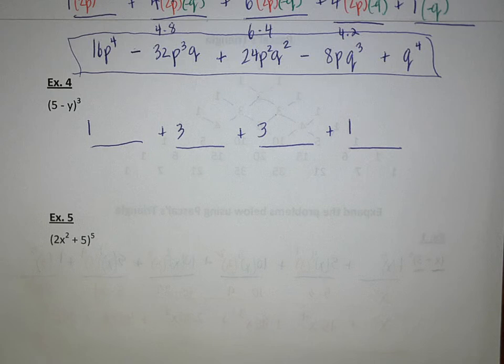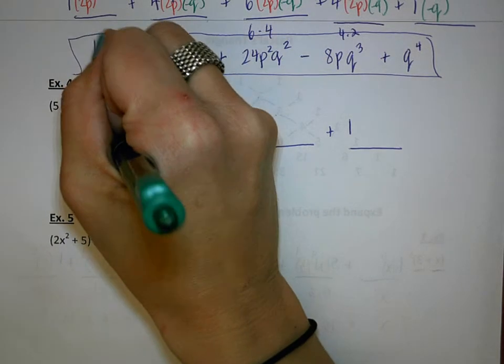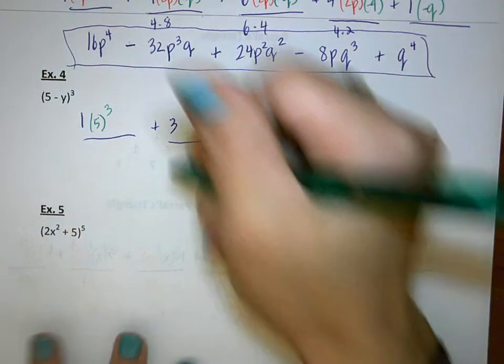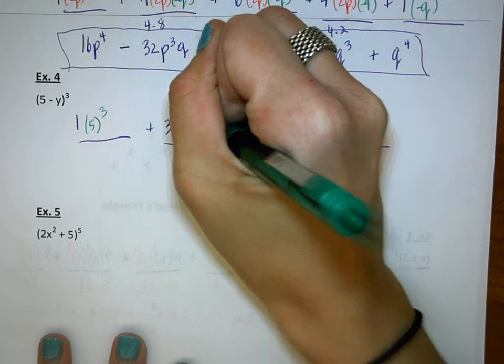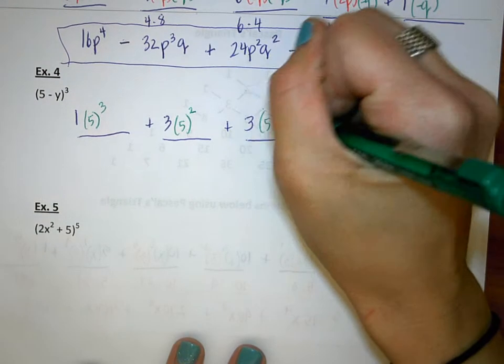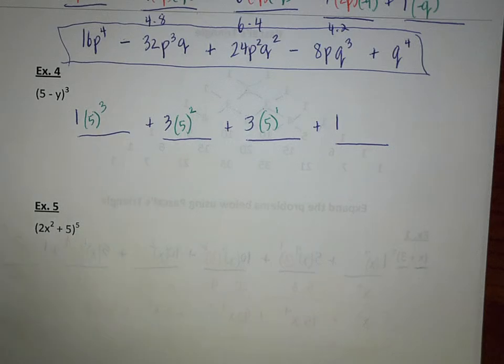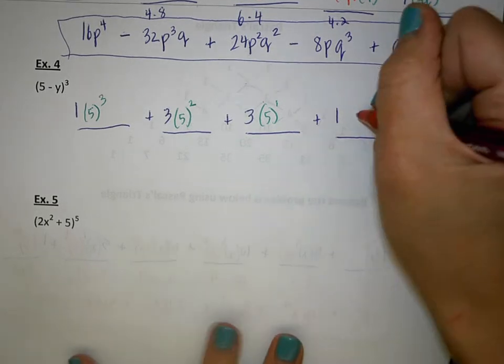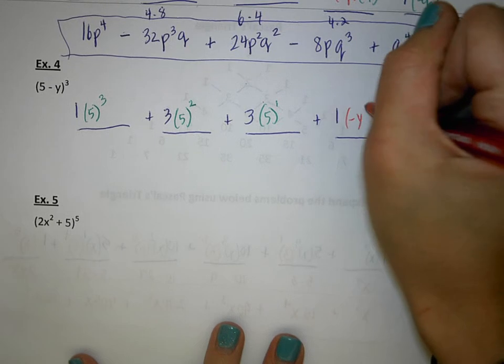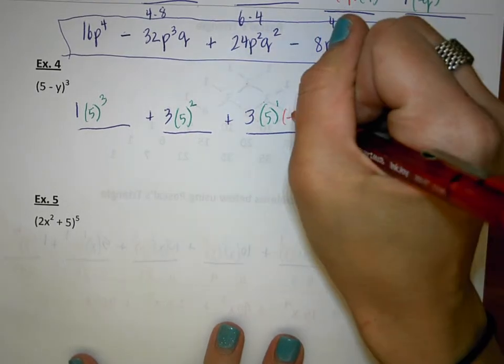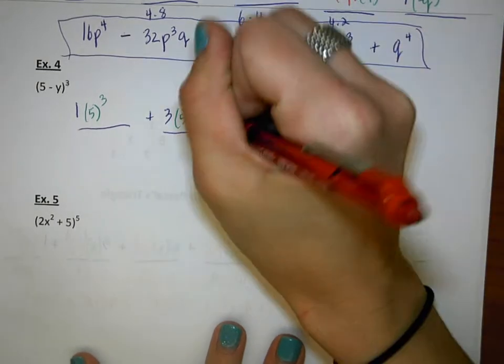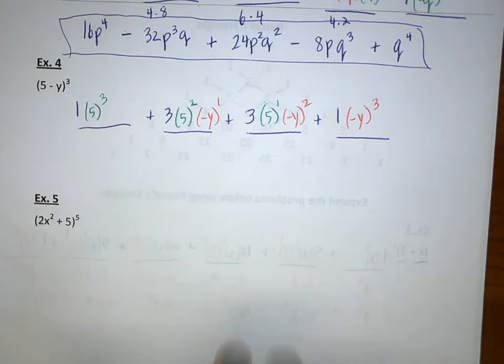Okay, so then, what's going to go in my first blank? Well, that's going to be 5 to the third, and then we go 5 to the second, and then we have 5 to the first and 5 to the 0, which we don't write. With my second term, what am I going to write? Negative y to the third, negative y to the second, negative y to the first, and then I'm not writing one.